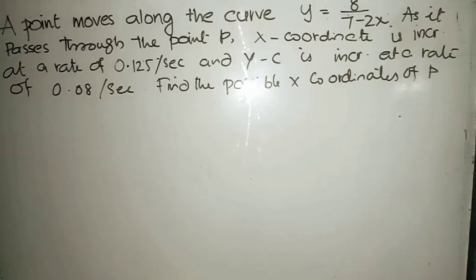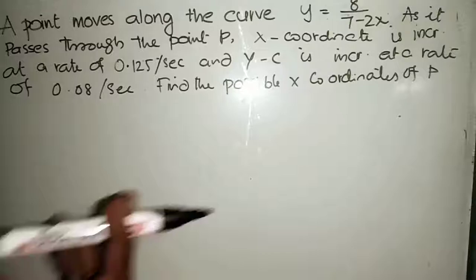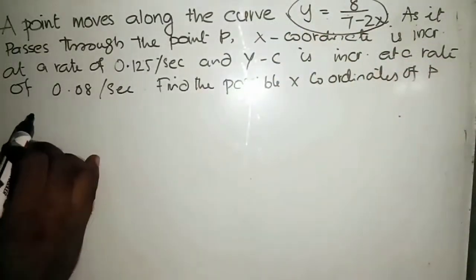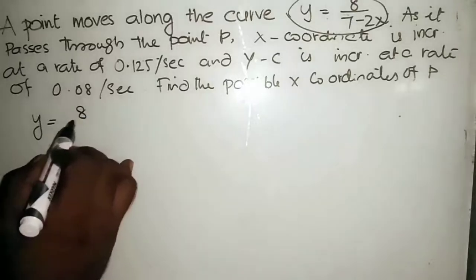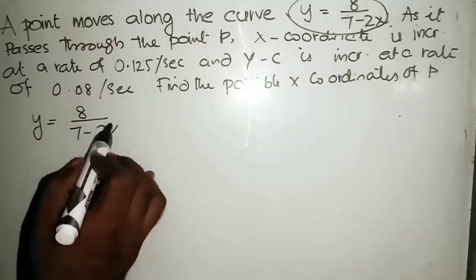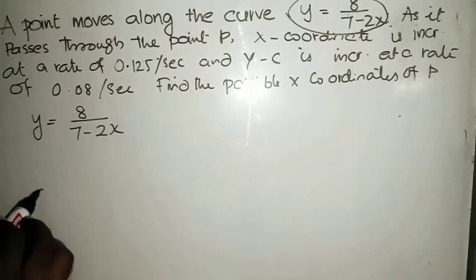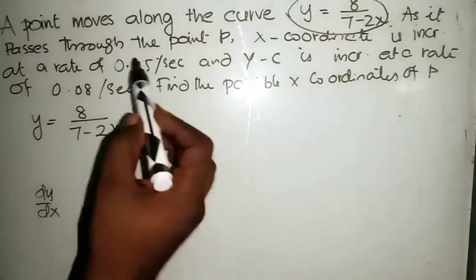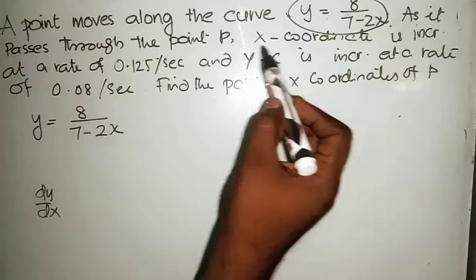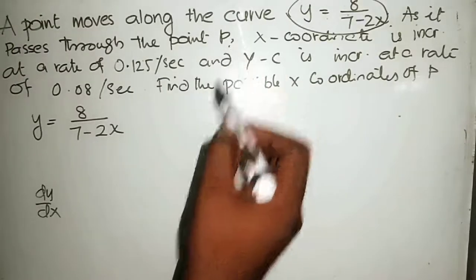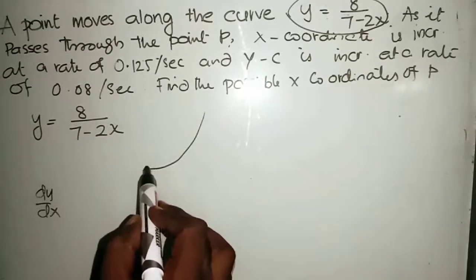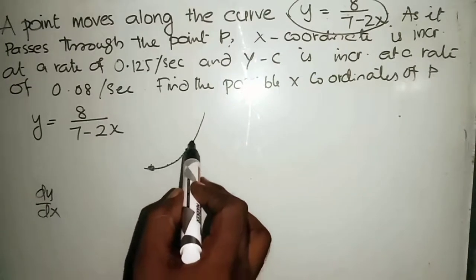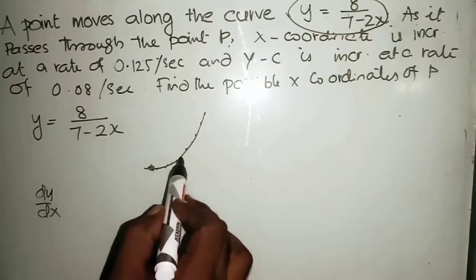So in this question, 3 concepts are given. One is the equation of the curve y equals 8 by 7 minus 2x. From this we can find out dy by dx. Now the second concept is it passes through the point P. That means a point is moving through the curve like this.